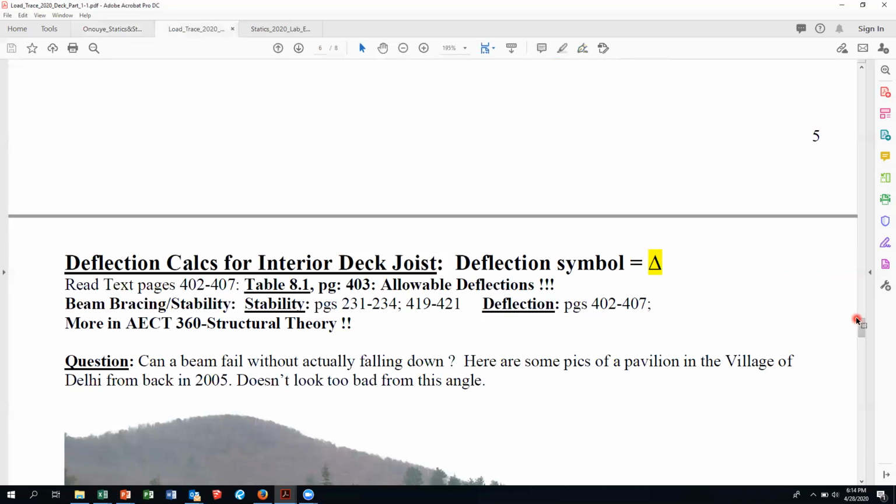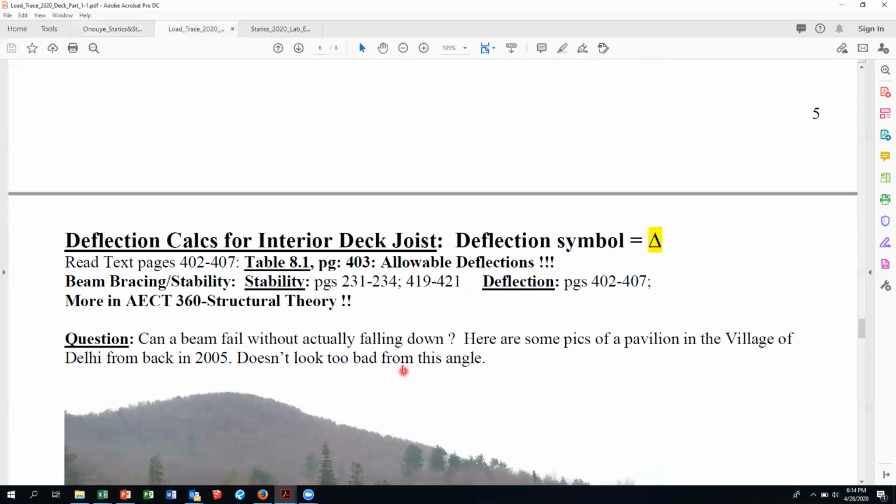Now, if we get into deflection calcs, we're only going to deal with that interior deck joist. And again, the deflection symbol is the triangle. There are the pages that we talked about. Stability, we just showed you a couple of pages out of chapter 8, and these are the pages out of chapter 4. And again, a lot more about that in structural theory. So the question is, can a beam fail without actually falling down? That brick shelf on Evans Tower, that steel angle, actually was failing. Little bits of brick were falling off the building, but it was not a catastrophic failure.